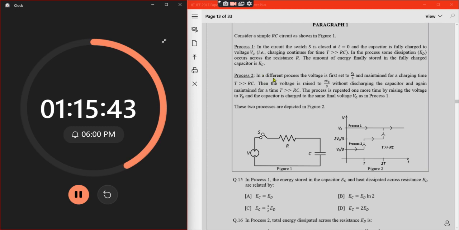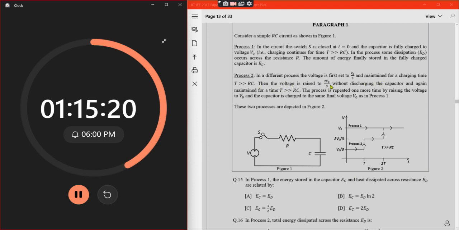Okay, in a different process the voltage is first set to V naught upon 3 and maintained for a charging time t much bigger than RC. Oh god, what is this thing? So ये process 1 और process 2 के बारे में दिया, process 3 का कुछ नहीं दिया, right? Okay, voltage is first set to V naught upon 3 and maintained for a charging time much bigger than RC.